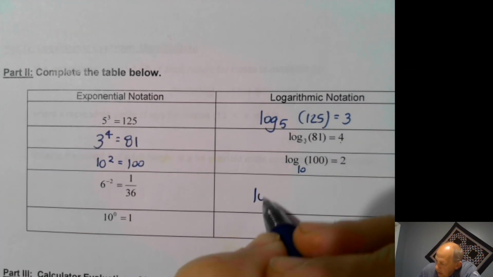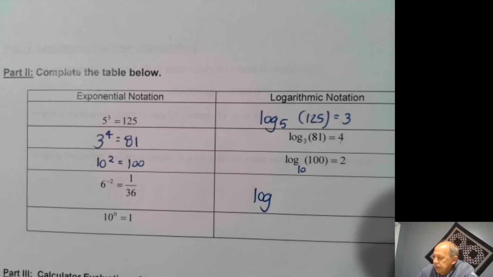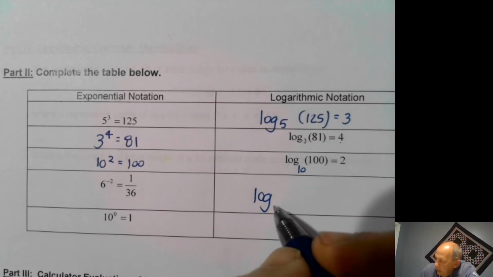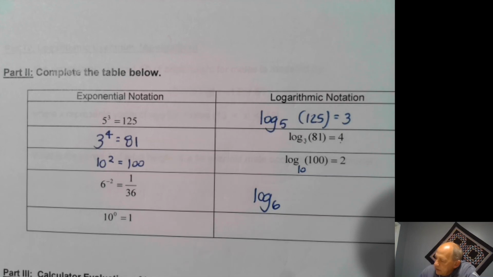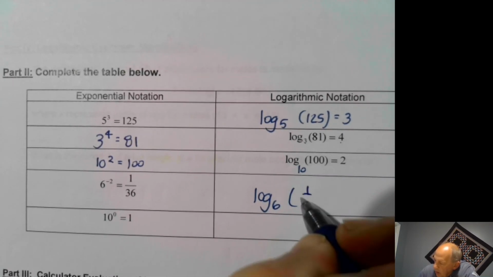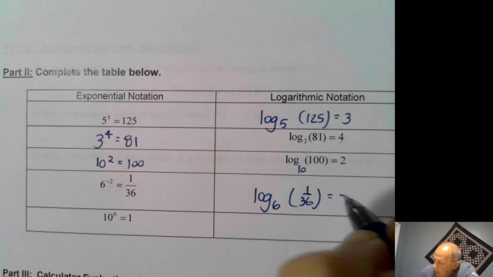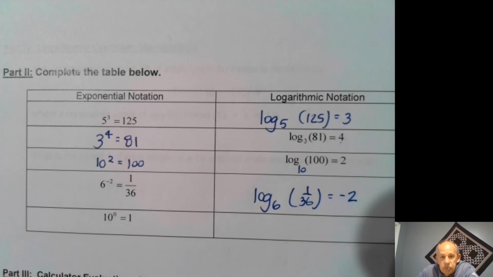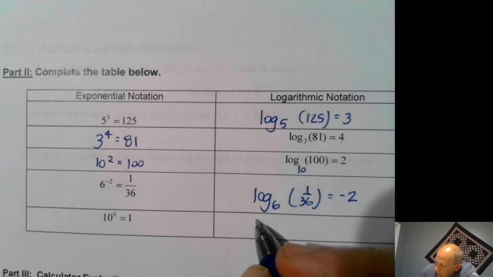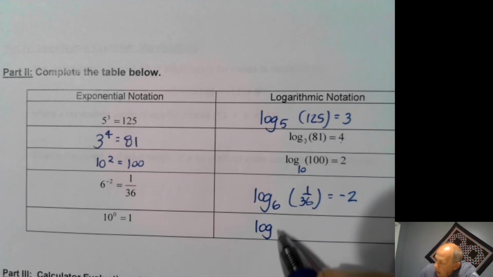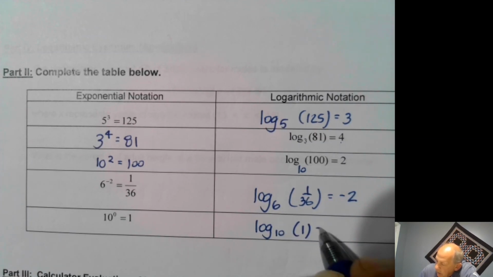This next one, all kinds of things going on, but you follow the pattern. Here's my base, 6. My value is 1 over 36. My exponent is negative 2. And then the last one, here's my base 10. My value is 1, and that's equal to 0. 10 raised to the 0 power is 1.